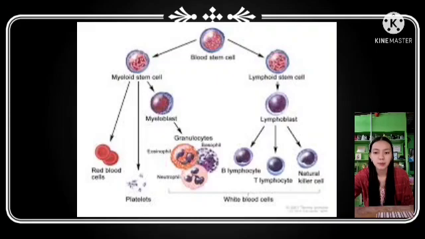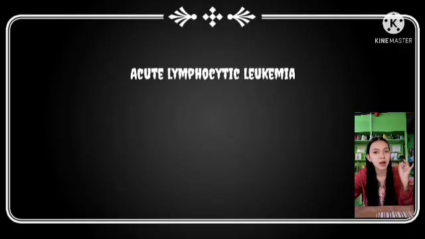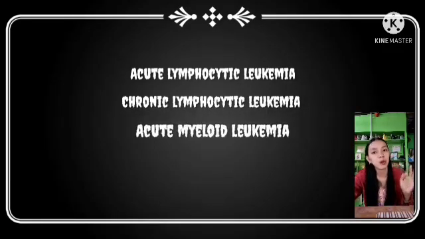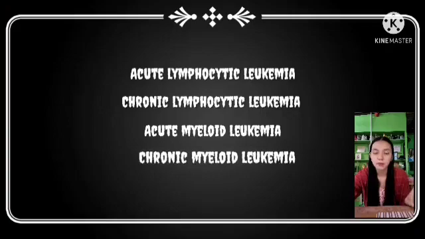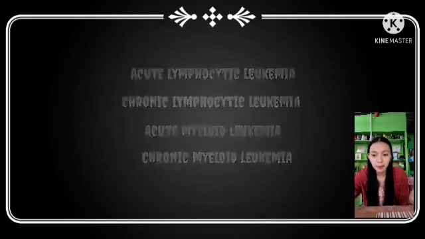So, ito na yung sinasabi ko. Types of leukemia. We have acute lymphocytic leukemia, chronic lymphocytic leukemia, acute myeloid leukemia, and chronic myeloid leukemia. Those are the four common types ng leukemia. So, ano nga ba ang acute lymphocytic leukemia?